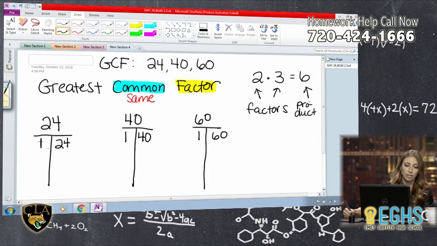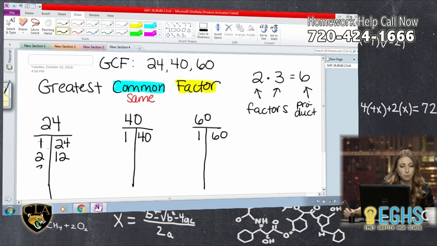The way I organize this is I'll just continue going up in the numbers. So I'll start next with 2. And I ask myself, is 24 divisible by 2? And if it is, I can do 24 divided by 2, and that'll give me my other factor. So in other words, 2 times 12 is 24.